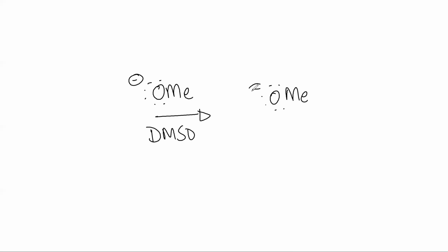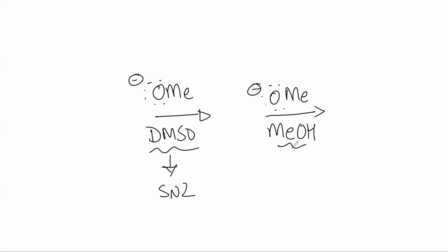Okay, so if we're asking, let me see here. So in the previous one, DMSO versus methoxide in methanol. Okay, so DMSO, this would be for an SN2 reaction, whereas if you're using methanol, you could do this in an SN1, right?